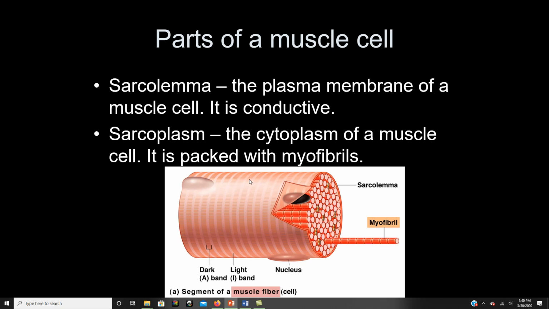This is a chunk, one piece of one muscle cell. So this is the sarcolemma that's been peeled back in this spot. Because this is a skeletal muscle cell, it is multinucleate. So there's a nucleus, there's a nucleus, there's a nucleus. There's mitochondria present inside of these cells. And then the rest of the cytoplasm, which is now called sarcoplasm, is packed with these structures that are called myofibrils.